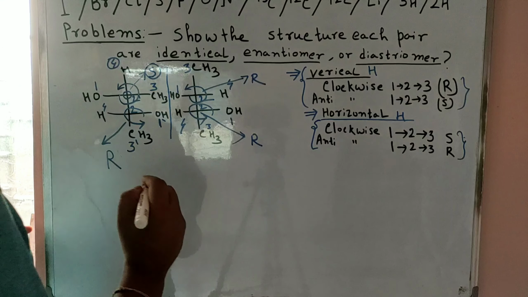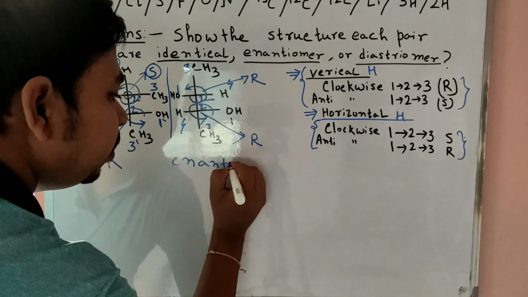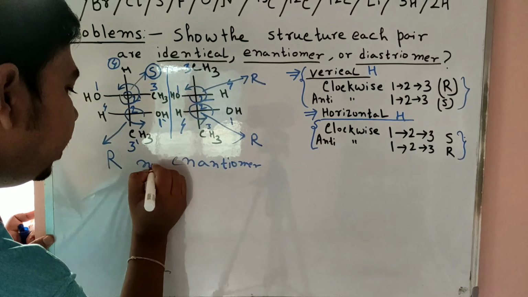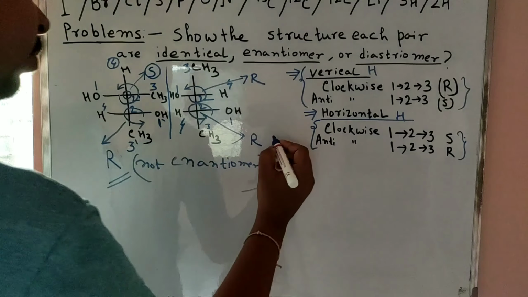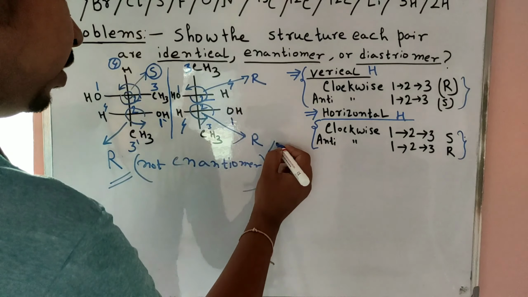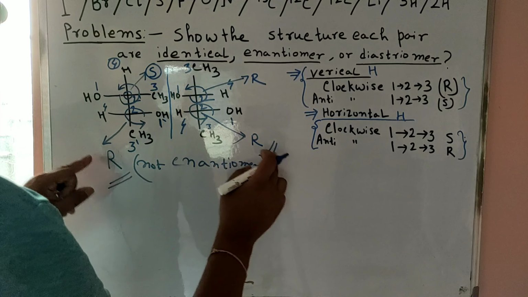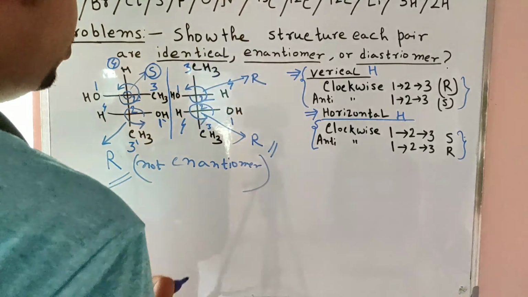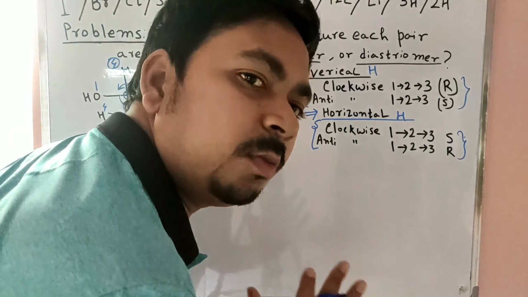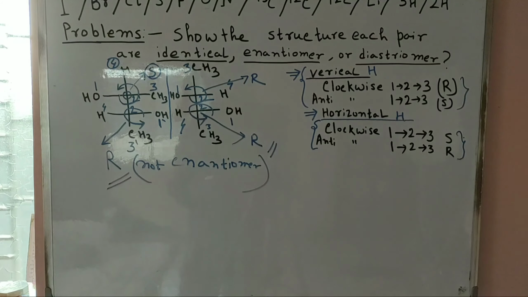One important thing here is that this 2-1 pair is not an enantiomer, because in an enantiomer the two configurations are opposite. Here the two centers on the lower side remain the same, but on the upper side the two centers are different. So these two are not enantiomers. So what is the relationship between the two structures? We can assign it now.